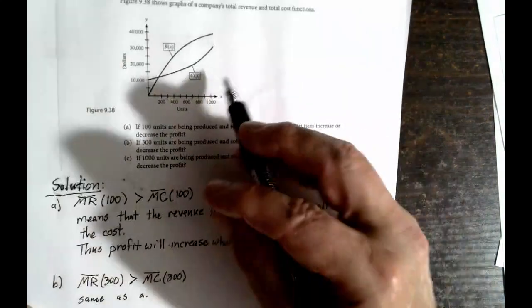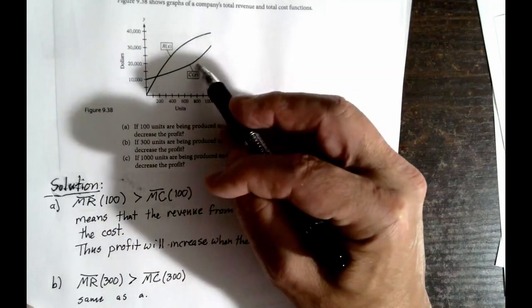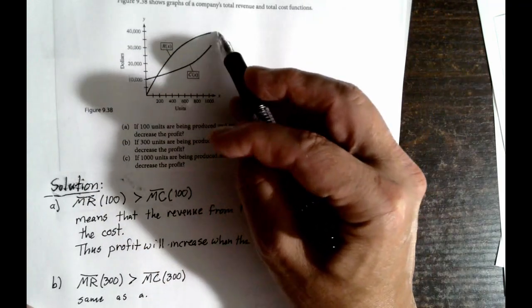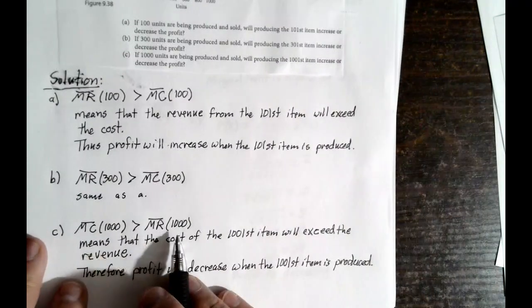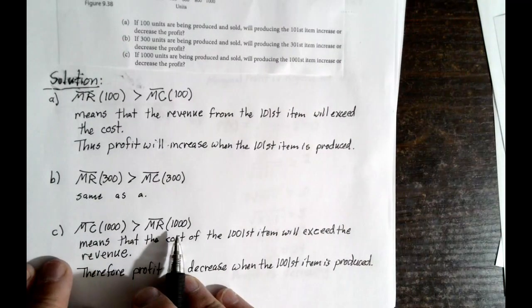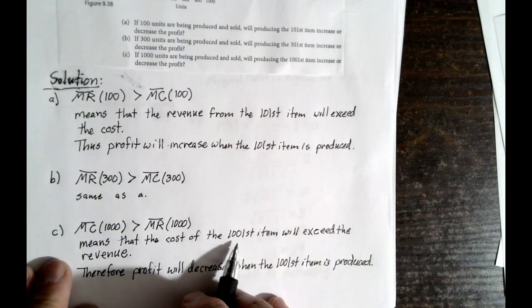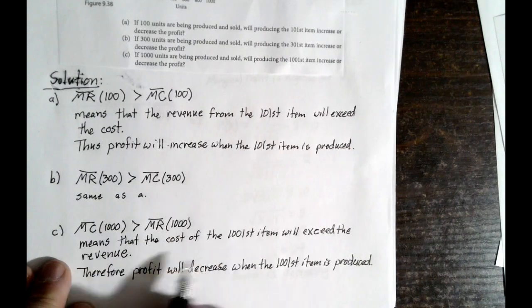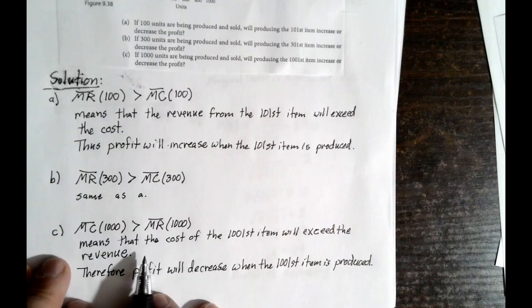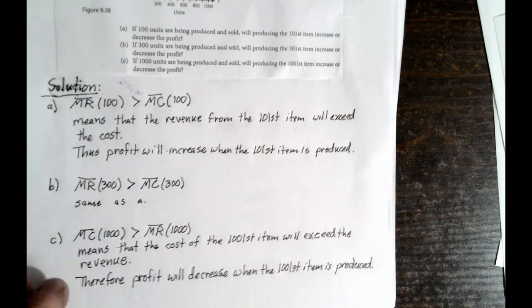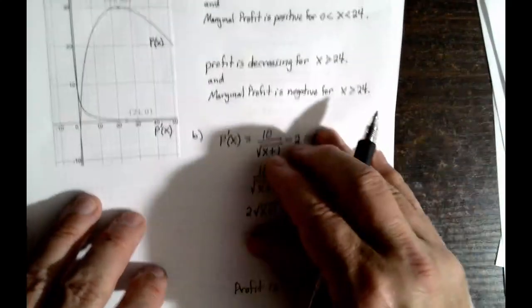Now if you go to 1,000 over here, now your cost is quite steep, but your revenue is not as steep, so you got a greater cost than you do the amount of revenue coming in with 1,001 units, which means the cost of making the 1,001st item will exceed the revenue from selling the 1,001st item. Thus, the profit will decrease when you produce the 1,001st item.